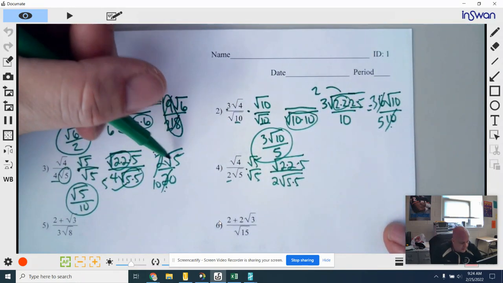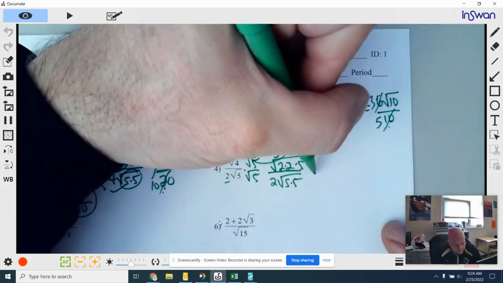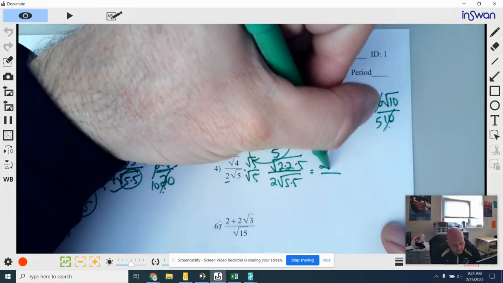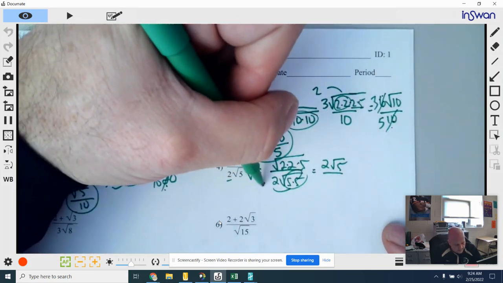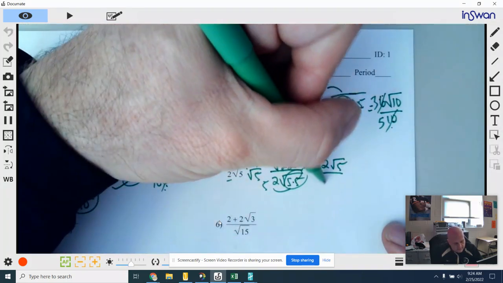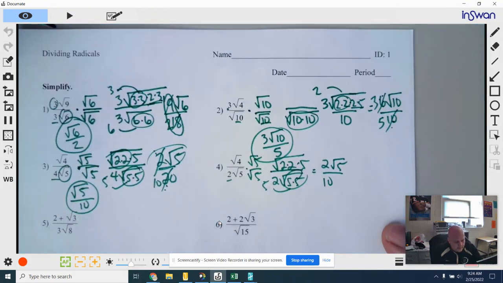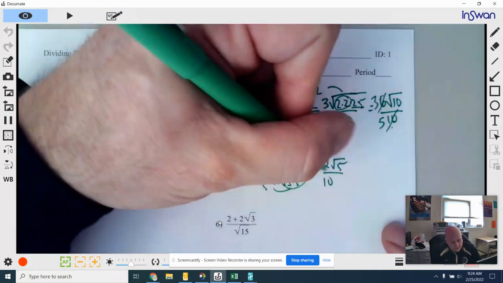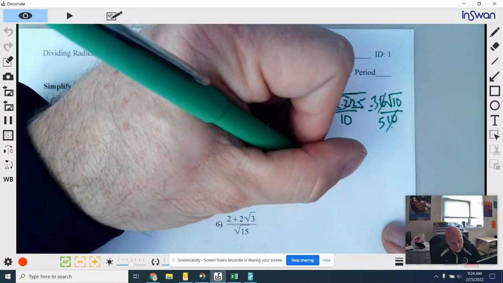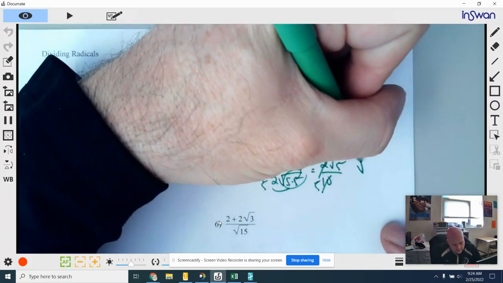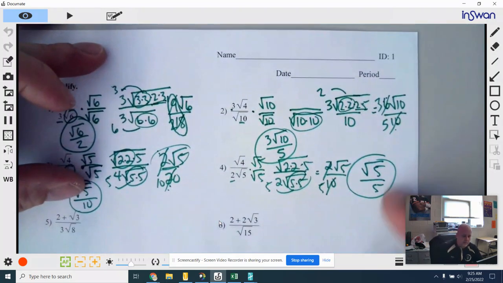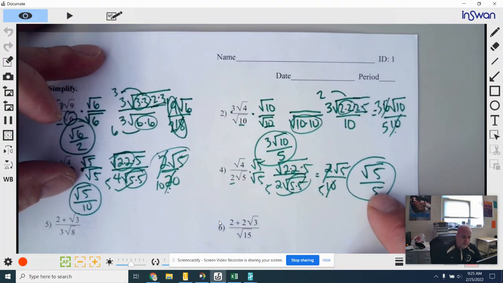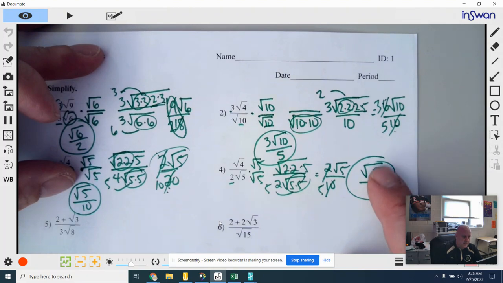So I know from my last answer over here, this is going to simplify to 2 root 5. And then on the bottom, out comes that. So 5 times 2 is 10. And 2 and 10, those reduce. So 2 goes into 2 once, goes into 10 5 times. So final answer is root 5 over 5. And again, you cannot reduce those because one's outside the radical symbol, one's inside.